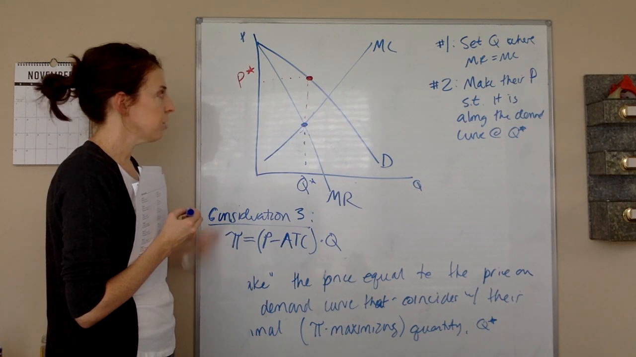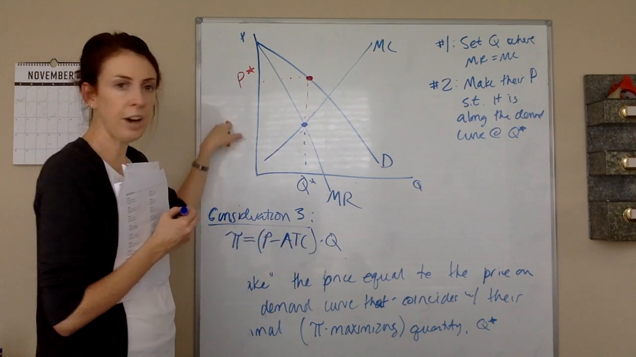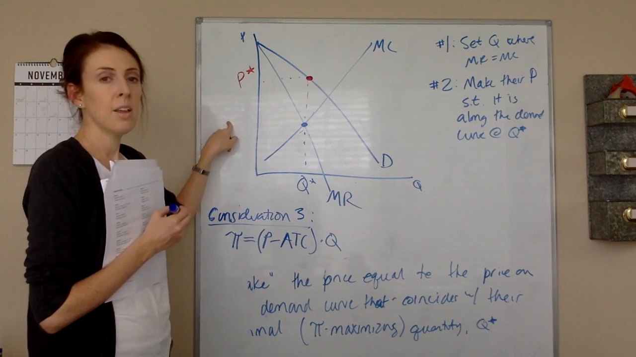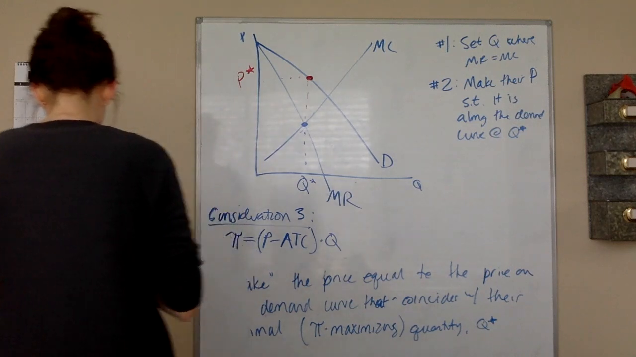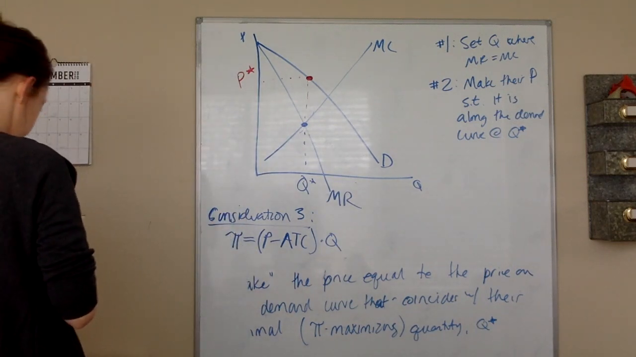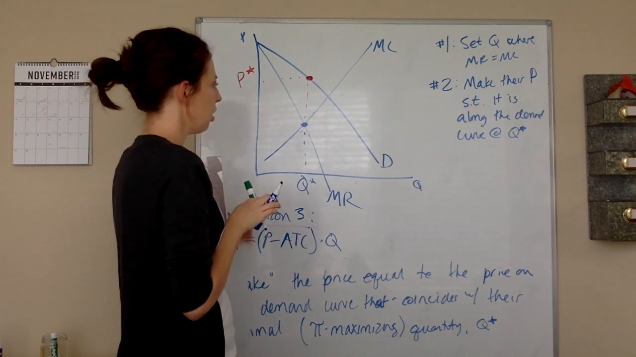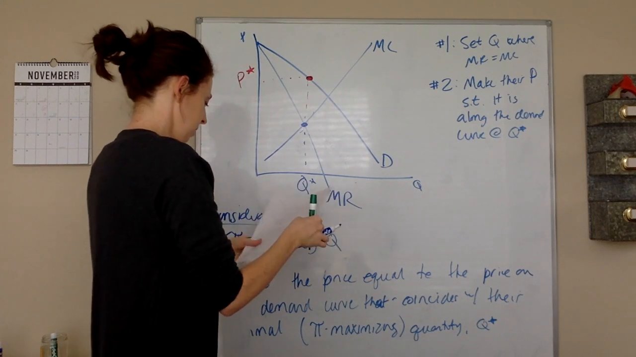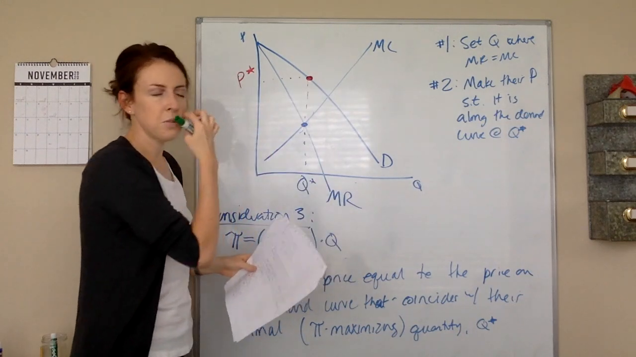So what we're going to do for this graph is find the different components here in the graph, and then plot the monopoly's level of profit. Let's suppose that for this firm, their average total costs are, actually, let's remind ourselves, what are average total costs?